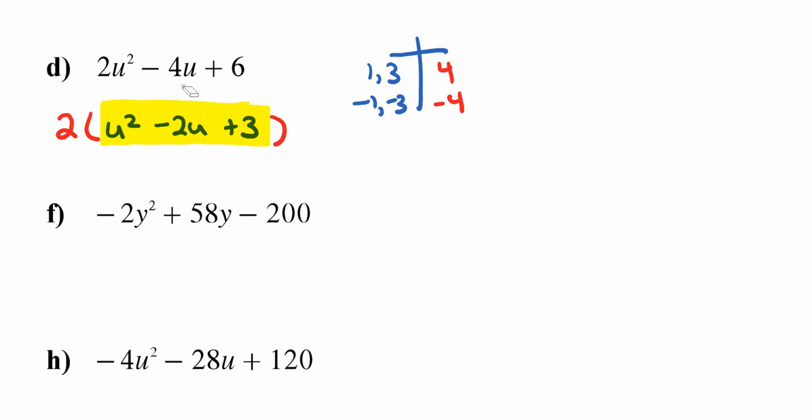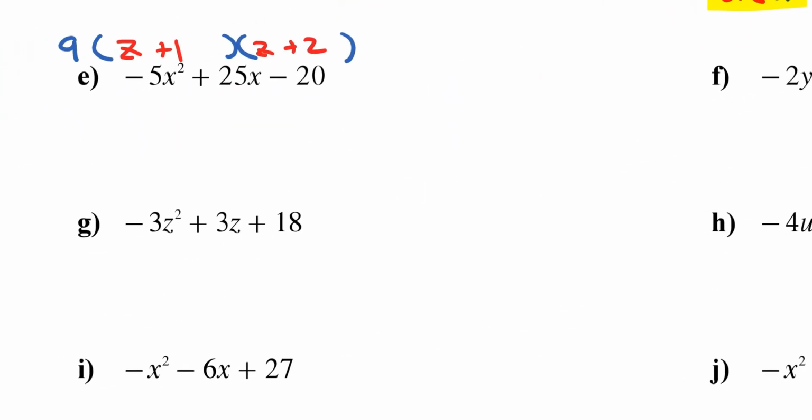So this right here is my final answer. So this whole yellow thing right there, that is my final answer. I cannot factor anymore. All right, let's move on to letter E. There's a -5, a 25, and a -20. Actually, let's just take a look at this -5 here.